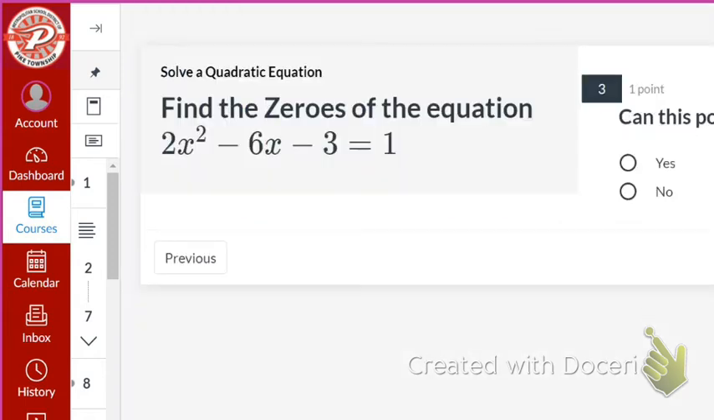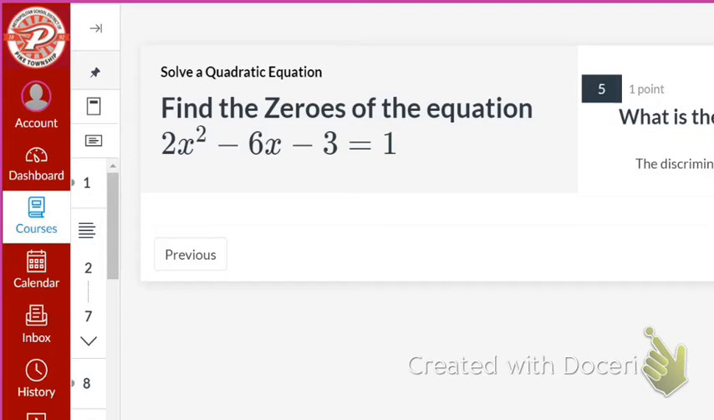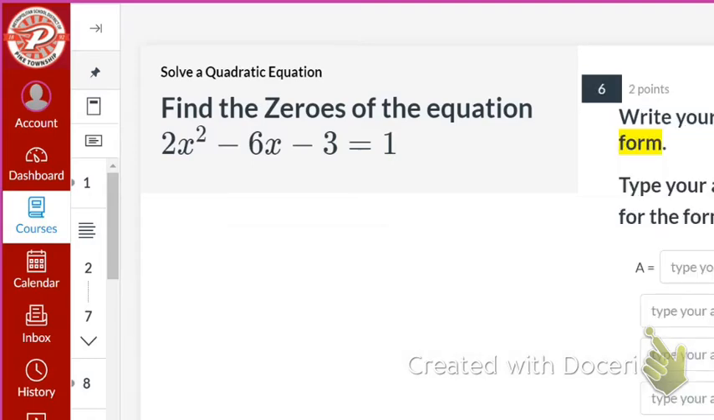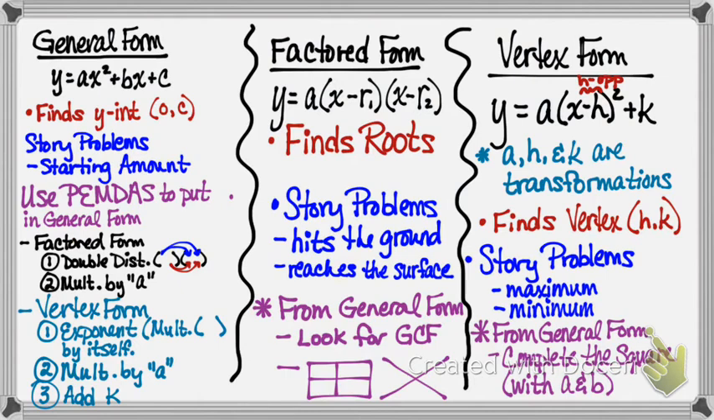Wait, can you show me number 4 because I said I got that number wrong. Yeah, absolutely. State the A, B, and C values. Numbers only, no variables. Remember, it must be equal to 0 before you find these values. Oh wait, line number 4 is wrong. It's the what method should we use to transform the equation to vertex form? And I said factoring. Vertex form. Ooh, let me pull this back up. Hold on. Number 4? This was the one. What method do we use to put it into vertex form?